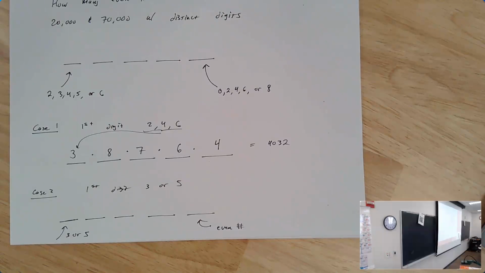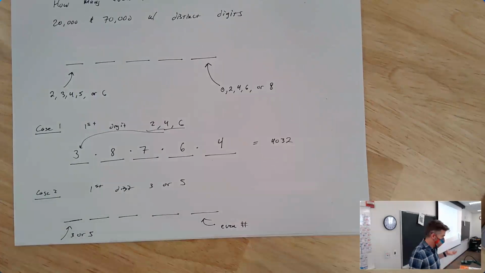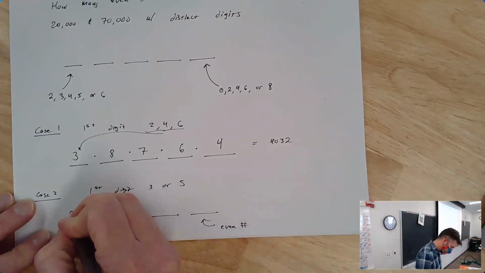You have 3 or 5 in the first spot. There are how many numbers to pick from there? You have more choices at the end, though. That's looking all right. So 3 or 5, well, those are 2 different numbers to pick from.